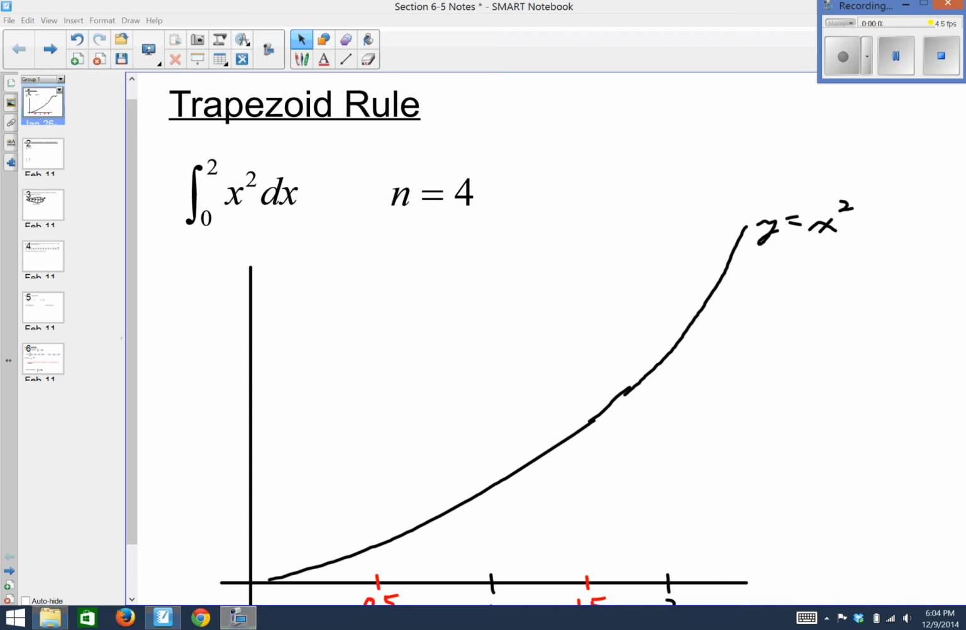Section 6.5 is on two rules that we're going to be going over. What this is going back to is estimating areas, or in this case, estimating integrals, using different shapes. So we've learned how to use RAM, left RAM, right RAM, midpoint RAM, which are all rectangles. But if you remember, we said we didn't have to use rectangles. We could use other shapes. So in this video, we're going to talk about what if we use trapezoids. And then later in this section, we're going to talk about what if we used parabolas.